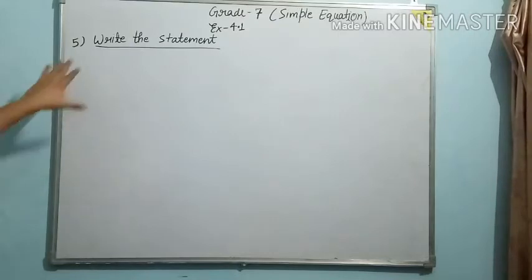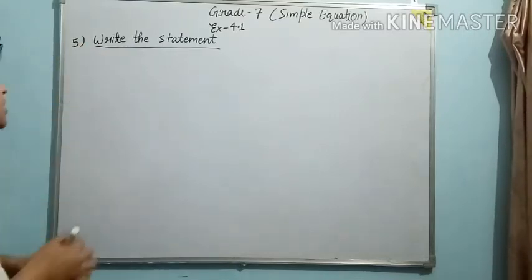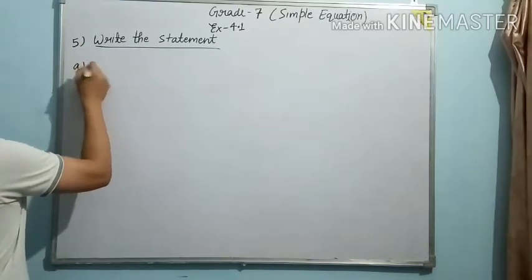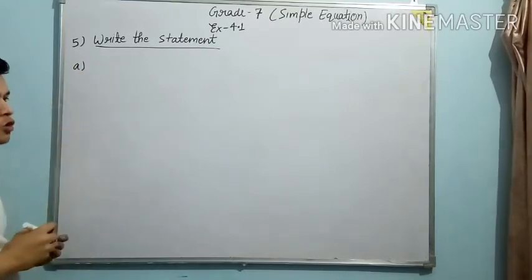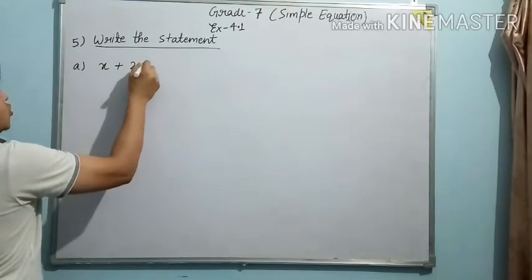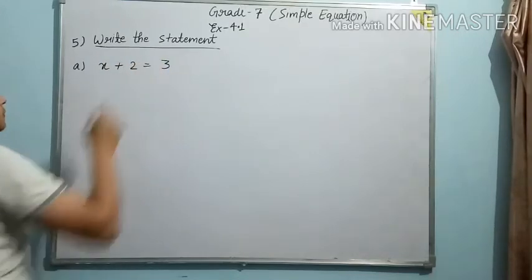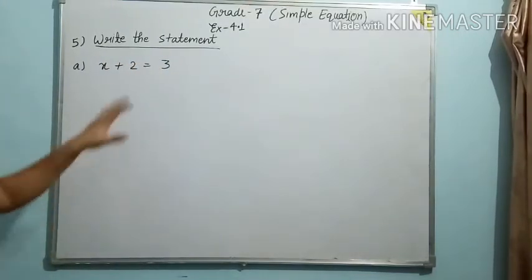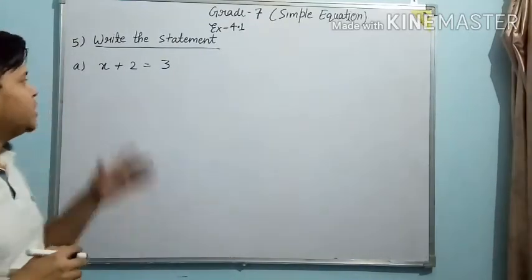Now next is question number 5, that is write the statement. Means equations are given to us now, and we have to write the statement. So let's take, I am writing here one equation, x plus 2 is equals to 3. I'll not write the statement, I'll just dictate the statement for the equations.